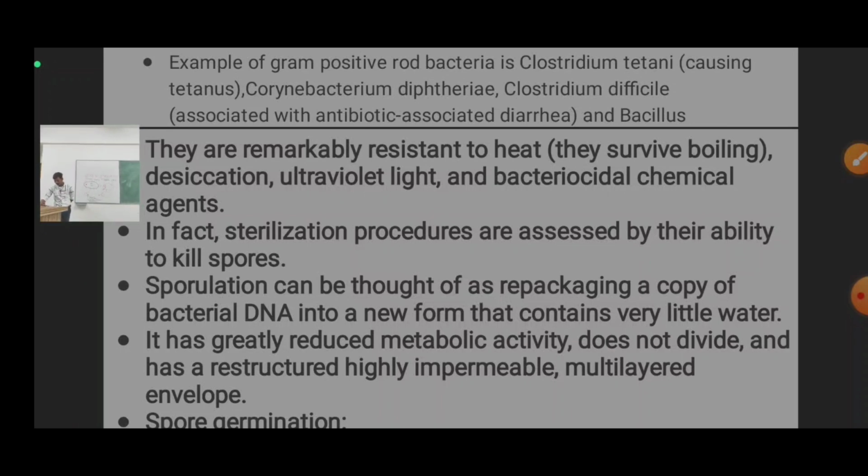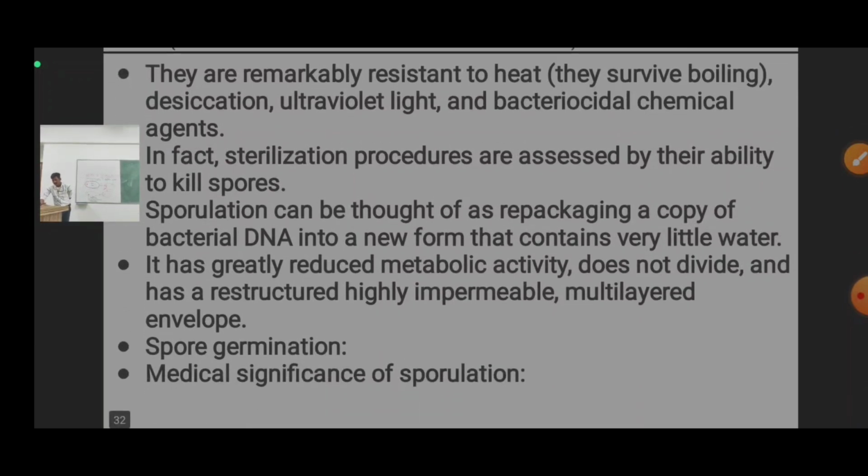Now see in another slide, they are remarkably resistant to heat. I already told you, they are resistant to heat and antibiotics, desiccation, ultraviolet light, and bactericidal chemical agents. Now see the word bactericidal, there are two terms that you always come across.